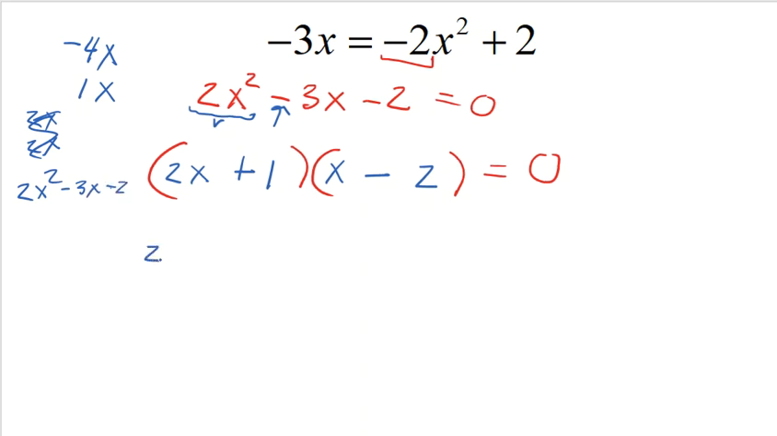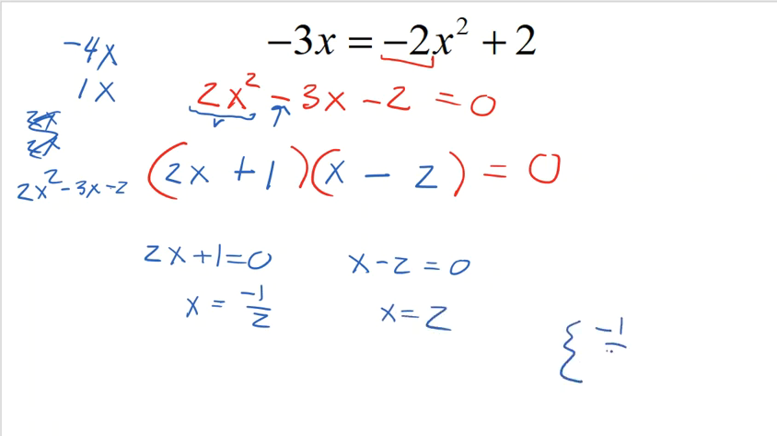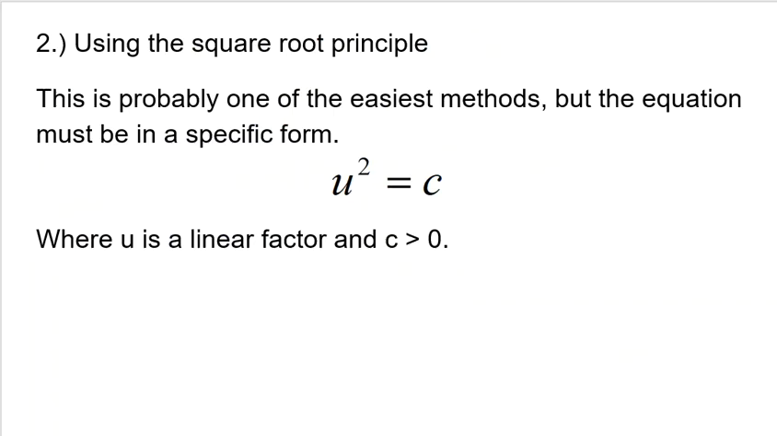Now you could use the zero product property. 2x plus 1 equals 0, or x minus 2 equals 0. And you guys can do 2 steps at once. Subtract the 1, divide by 2, x equals negative 1/2, or x equals 2. So my 2 solutions are negative 1/2 and 2. Very, very easy.